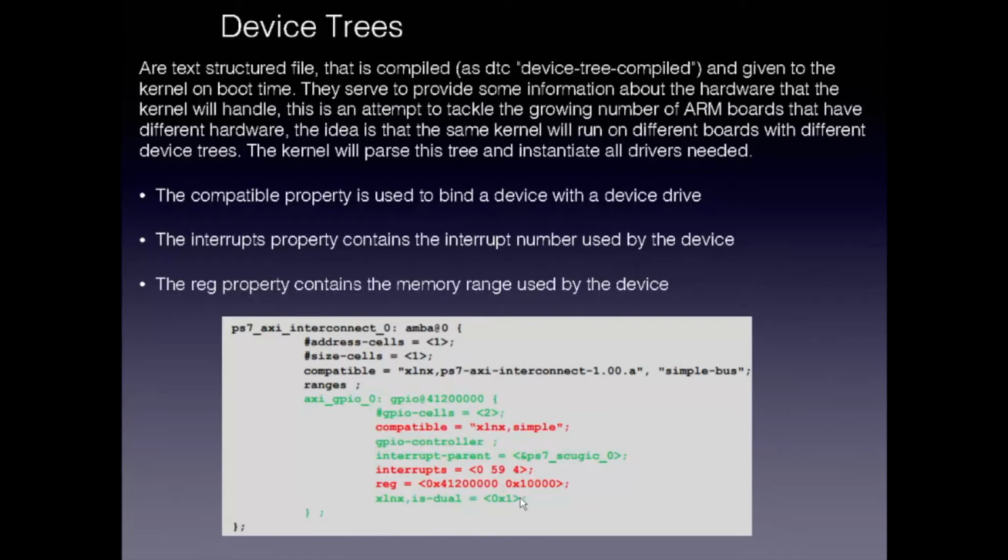So to explain again, a device tree can be imagined as an XML file that is going to be given to the kernel at boot time, and you give to the kernel the information on what hardware you have on your board, and which device driver will handle that specific hardware.